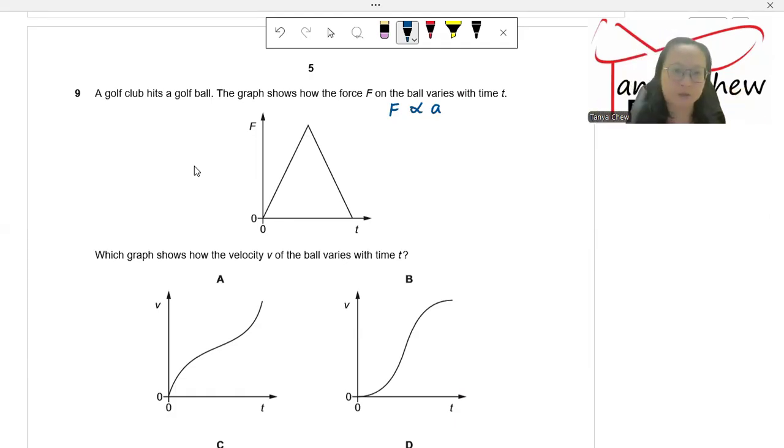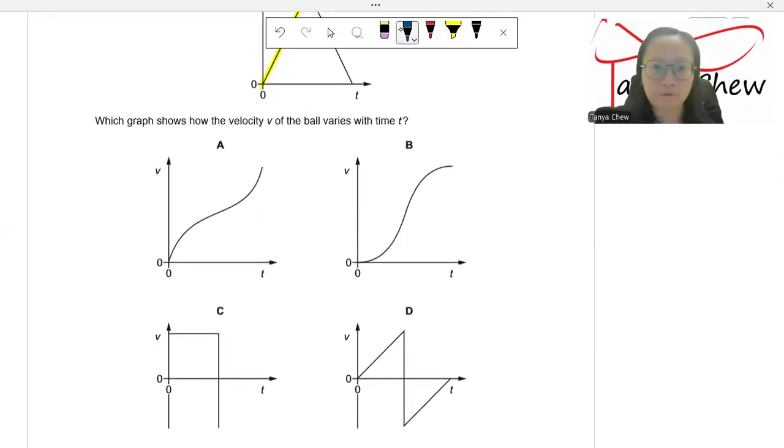So I will relate the acceleration to the velocity. How to relate the acceleration to the velocity? From the velocity time graph, the gradient of the velocity time graph gives you the acceleration. Now, I would do this part first because the acceleration is increasing due to the force that is increasing. Therefore, for the velocity time graph, it cannot be C because the velocity is constant. If the velocity is constant, a horizontal line will give you 0 gradient. Therefore, 0 acceleration.